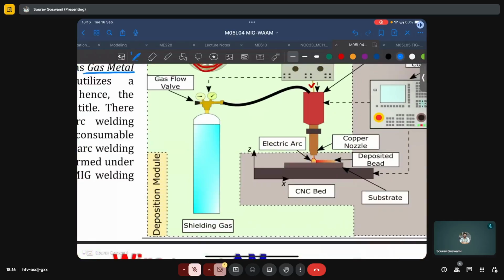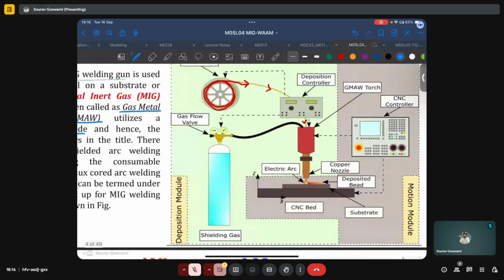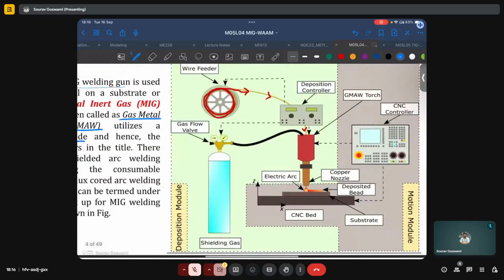And because of the formation of that arc, high temperatures are achieved, which lead to local melting of the metal, both of the wire, which acts as the consumable electrode, as well as of the substrate or the pre-deposited layer. The CNC controller controls the movement of this bed.